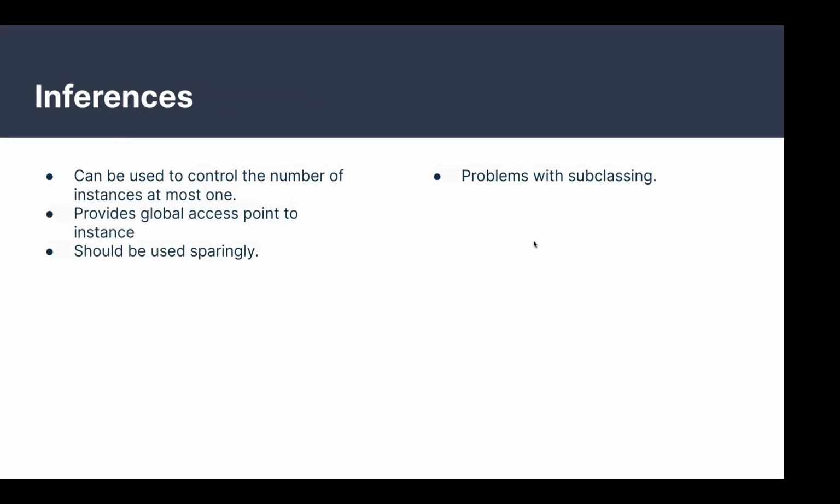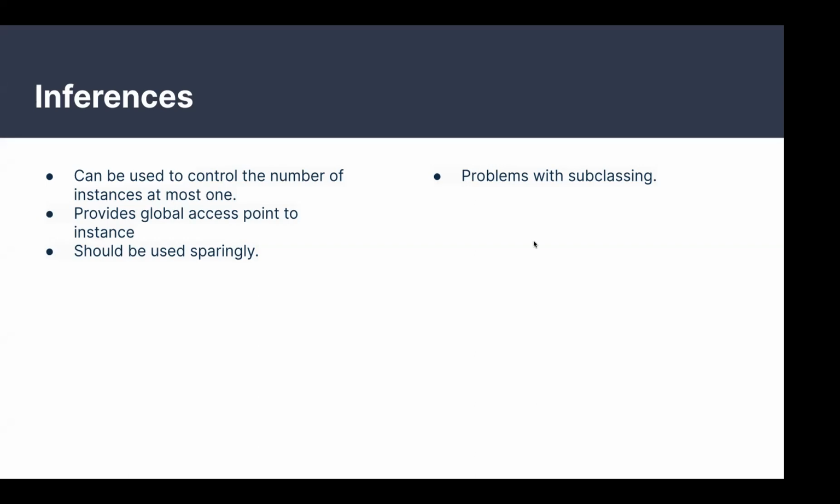In inferences of whatever we have seen till now, a singleton helps us in making sure that we have control on the number of instances that are there. Here in singleton, it's at most one. We also have a global access point to the instance. But something that we should make sure of is that if your application is using a lot of singletons, we should probably sit back and think about a better design, because singleton should be used sparingly. And yes, implementation can be tricky.